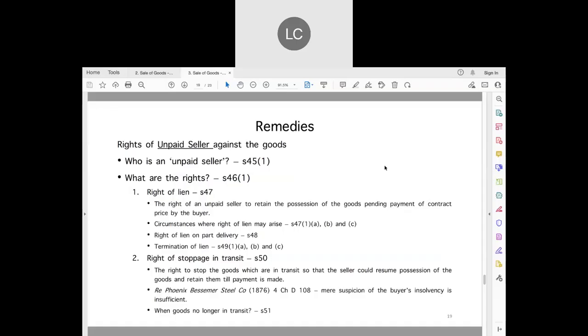So when the seller is unpaid, he has certain rights over the goods. This is stated in section 46(1), which says that he has (a) a right of a lien on the goods for the price while he is in possession of them; (b) in case of the insolvency of the buyer, a right of stopping the goods in transit after he has parted with the possession of them; and (c) a right of resale as limited by the SOGA.